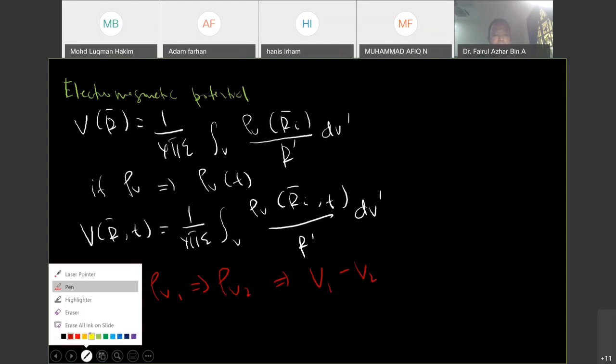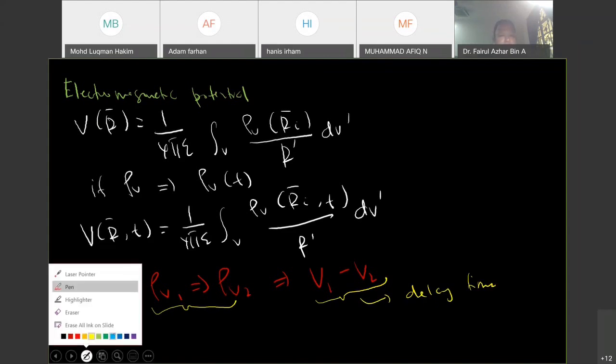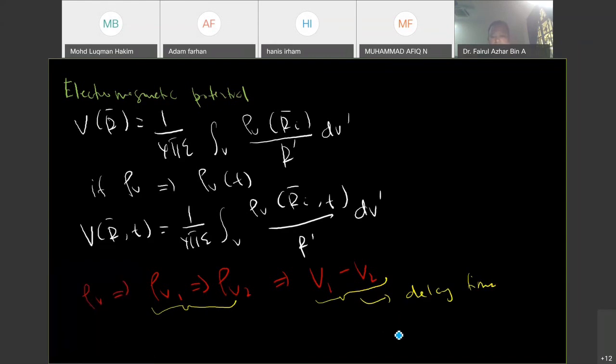And most of the time, the change from V1 until V2 is not instantaneous, compared to the changes of this one. So we will have what we call a delay time. And this delay time we express as T prime is equal to R prime divided by UP.